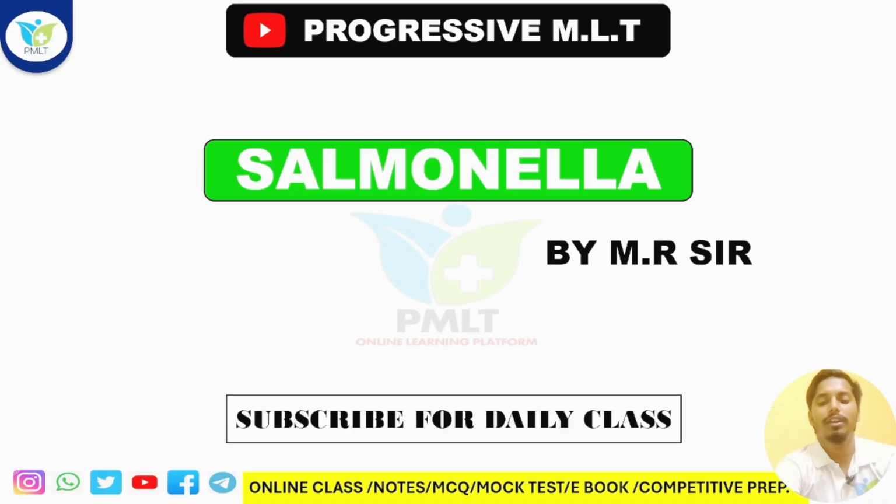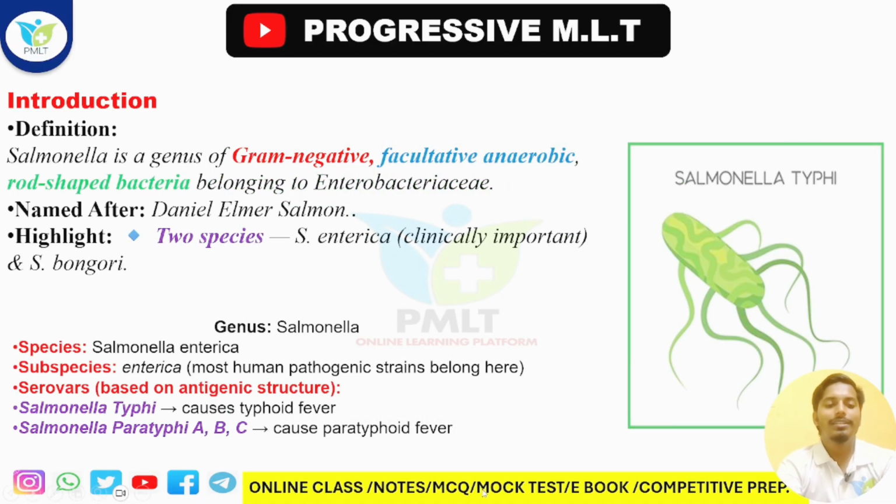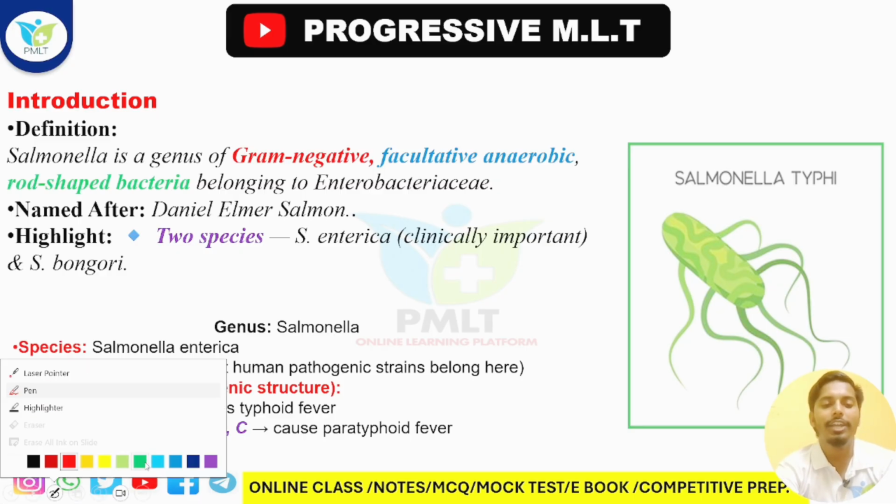See, first one is Salmonella. We have already understood in the previous classes our methodology for understanding each bacteria. If you understand one bacteria's methodology, how to study its properties as well as how to study it, you can automatically understand every kind of bacteria. See here, firstly we need to understand the introduction.